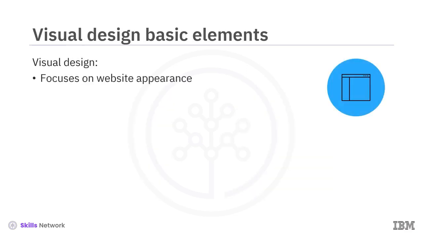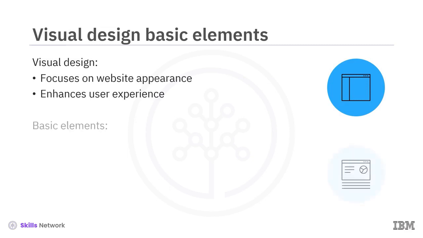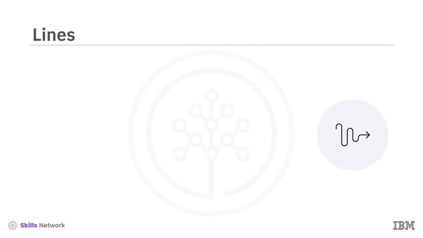Visual design focuses on a website's appearance in order to enhance user experience. Some basic visual design elements are lines, shapes, textures, and forms. These are the building blocks for developing a good design. In this video, we will discuss designing a user interface by using these elements. Let's start with the first basic element.